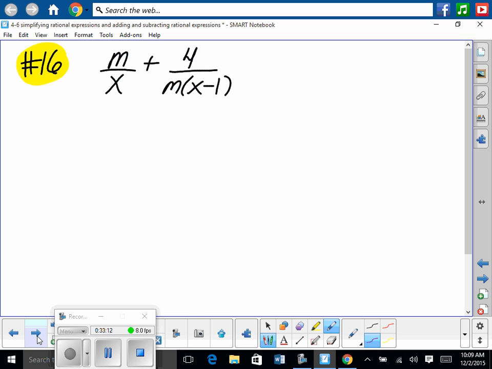Okay, number 16. We're almost there, guys, and then you'll just have the rest of the time to work. This one's probably one of the hardest ones because this is what a lot of you do. So everybody look up here.